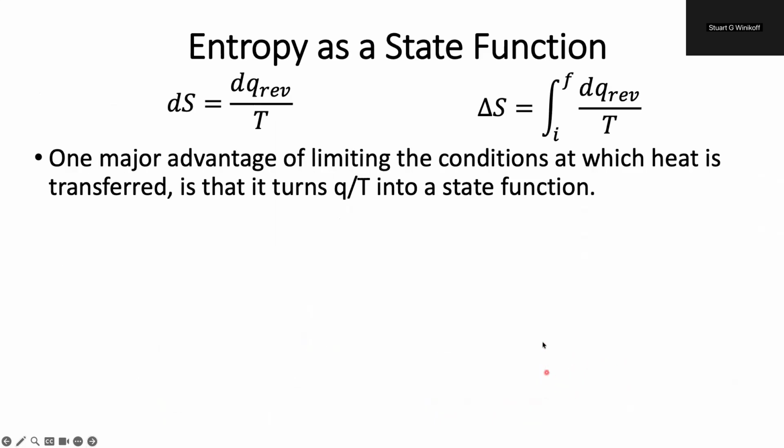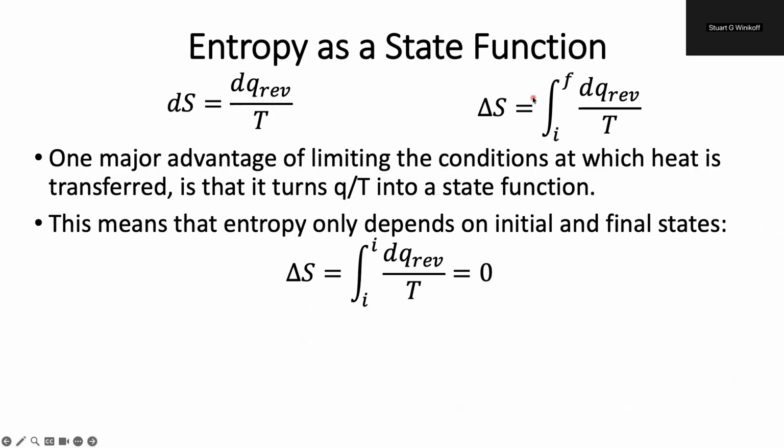But one of the major reasons we defined the change in entropy based on the reversible heat is, remember that heat itself tends to be a path function. But as soon as we constrain it to the reversible condition, it becomes a state function. That really means that entropy is a state function and will only depend on the initial and the final state.